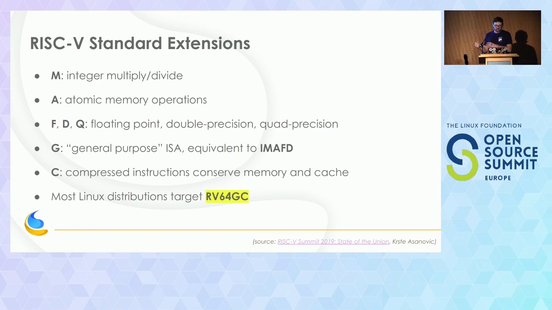So in addition to those base integer ISAs, we have standard extensions. We have M for multiply and divide, A for atomic, which is important for multiprocessing machines. F, D, and Q are different precisions of floating point. We have G, which takes several of those and groups them under one letter, which stands for general purpose computing. And then we have C for compressed instructions. So this is similar to the ARM Thumb. And one thing that's key for Linux, if you're looking for a RISC-V core that could support Linux, is RV64GC, which is what most Linux distributions are targeting. So that's a good RISC-V ISA string to look for if you're interested in Linux.